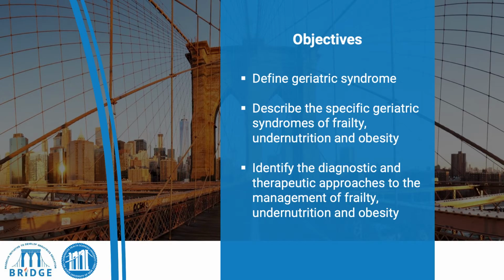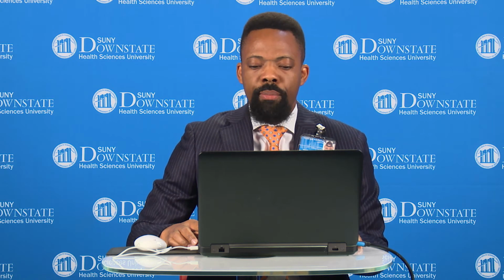care. So the objectives for this session, Geriatric Syndromes 1, are that by the end of this presentation, the attendee or the learner should be able to define a geriatric syndrome. The learner should also be able to describe the specific geriatric syndromes of frailty, undernutrition, and obesity. And the learner should also be able to identify the diagnostic and therapeutic approaches to the management of frailty, the management of undernutrition, and the management of obesity.